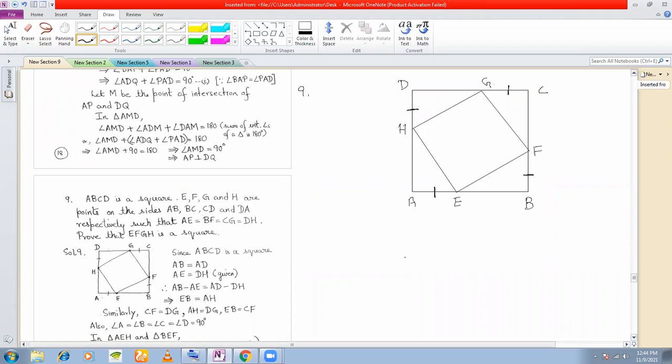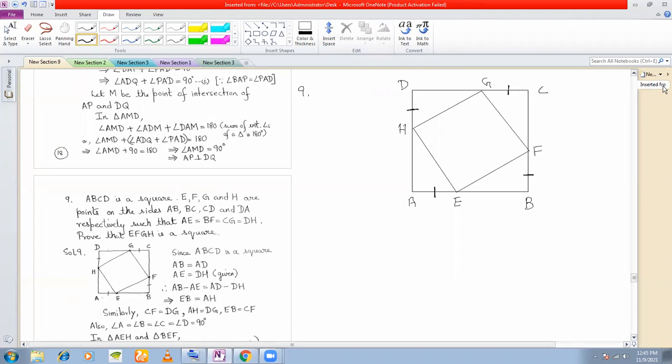Now, the question is very interesting. You have to prove that EFGH is a square. So after taking these points, I join them and I form a quadrilateral. You have to show that this quadrilateral is a square. My question to you: if you want to show that this quadrilateral is a square, what do you have to show?